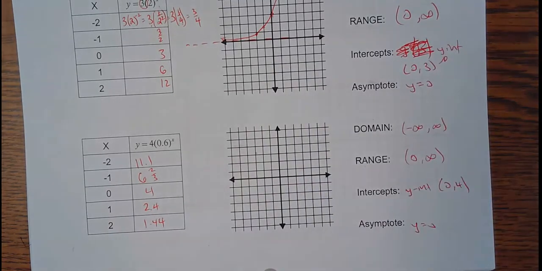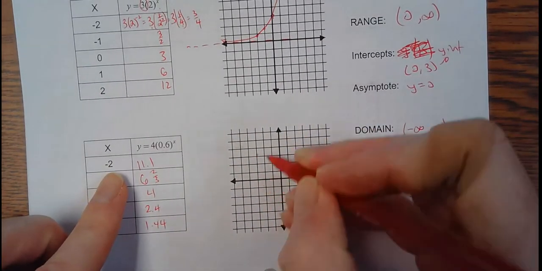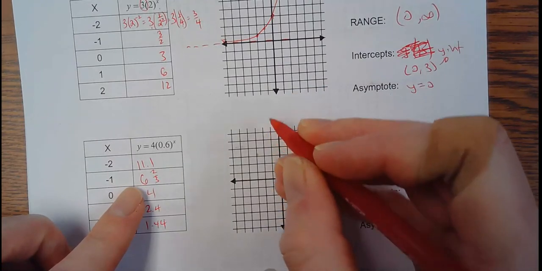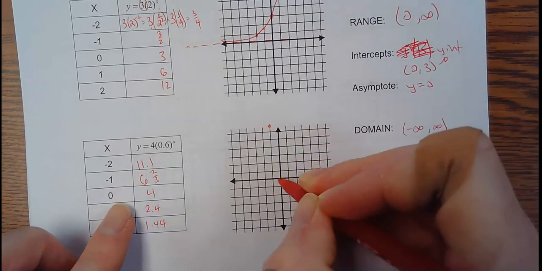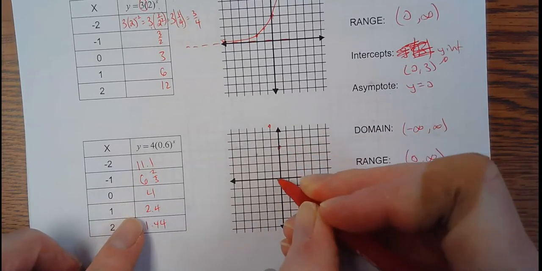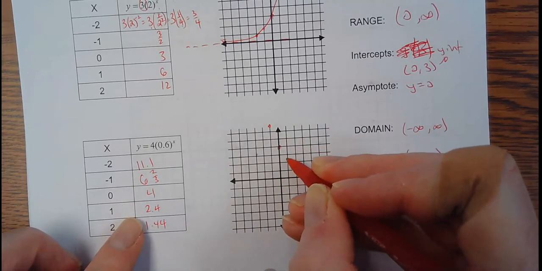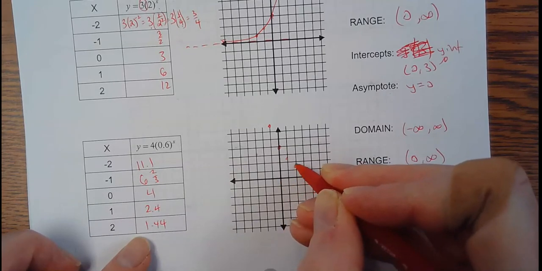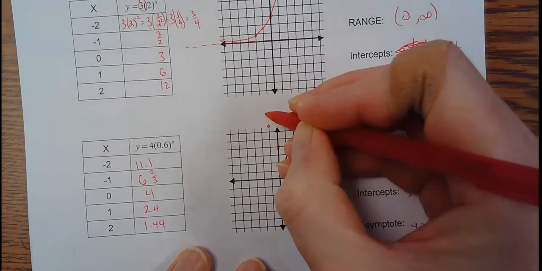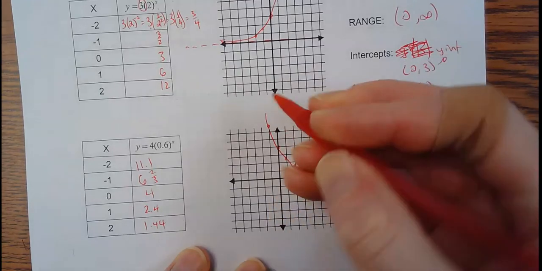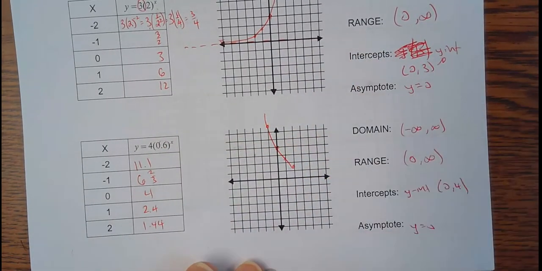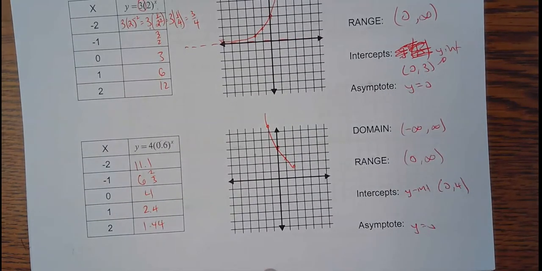Now, if I want to plot these guys, if I go to -2, I'm off the chart. If I go to -1, that's 1, 2, 3, 4, 5, 6, and 2/3 somewhere in there. 0, 4, 1, and 2.4 somewhere in there, and then 2, 1.4. But it is going to curve, and notice this 0.6 is less than 1, and this is decaying. As I go to the right, it's getting less and less and less, but you can never lose everything.